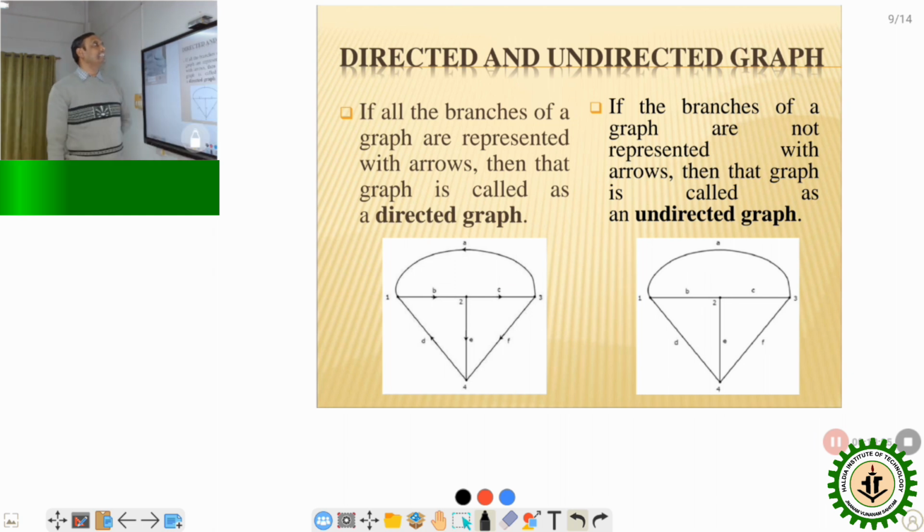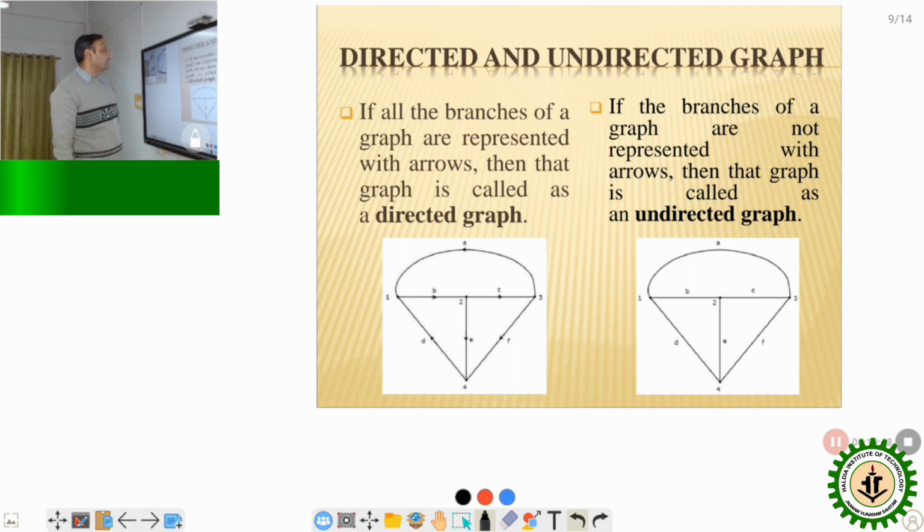Now directed and undirected graph. What is a directed graph? If all the branches of a graph are represented with arrows, indicating the current flow directions, then that graph is called a directed graph. Here we can see in this particular graph all the branches indicate the current flow with the help of arrow signs. In branch A, the arrow sign is from node 3 to node 1. The current direction is node 3 to node 1.